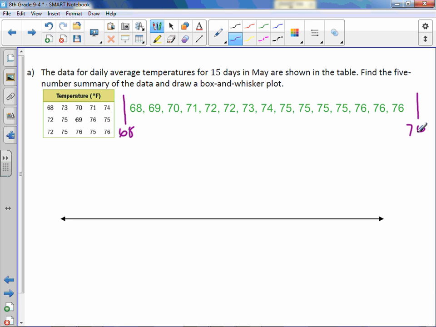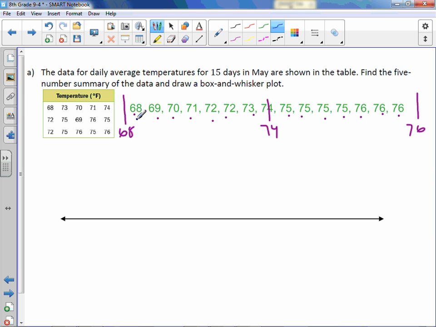And now we need to find the middle. So 1, 2, 3, 4, 5, 6, 7. Looks like the middle of the data is here at 74. And since it's only one number, I'm going to put that line straight through the number and no longer count it. Now we need to find the middle of each section here. We have it split in half. Now let's find the quarters.